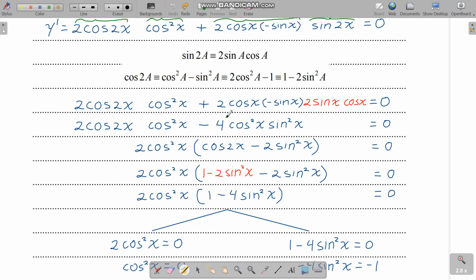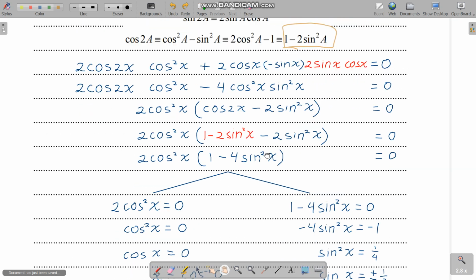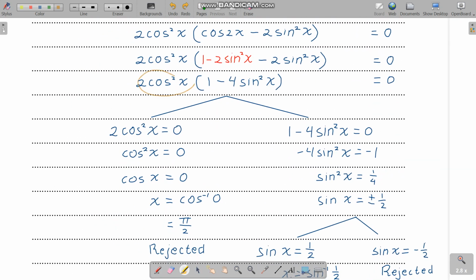Now as you can see, this is something in sine squared, so it'll be convenient to use this form, 1 minus 2 sine squared. So that's why we replace cos 2x with 1 minus 2 sine squared, and we can simplify to minus 4 sine squared. Now we can solve from the first factor. 2 cos squared equals 0, which means divide both sides by 2, take the square root of both sides, and use inverse cos, we get pi over 2.